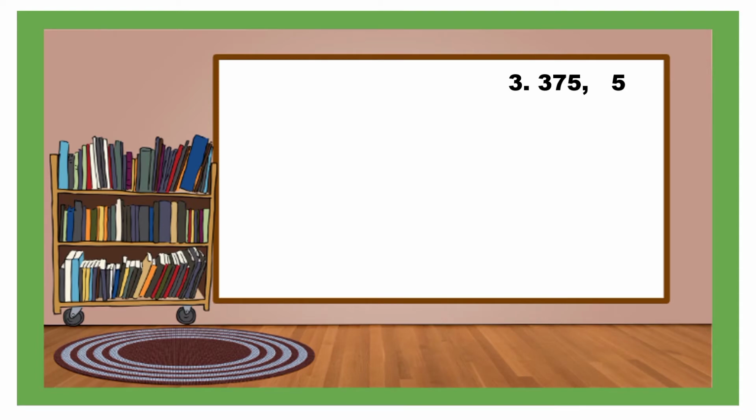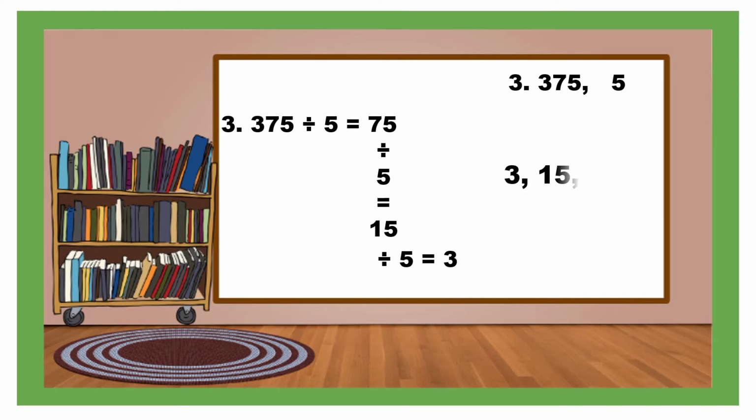Number 3, 375 and 5. 375 divided by 5 equals 75. Divided by 5 equals 15. Divided by 5 equals 3. The numbers are 3, 15, and 75.